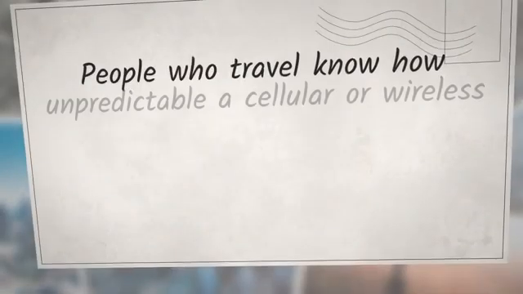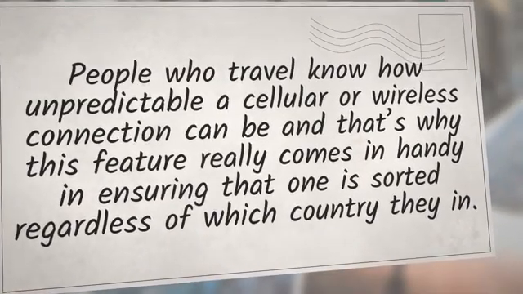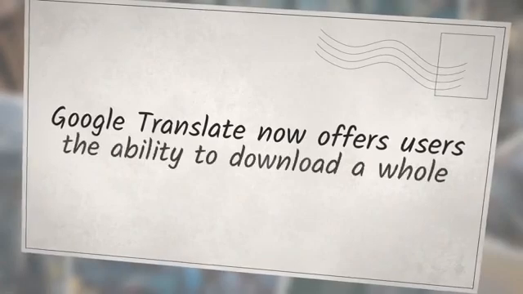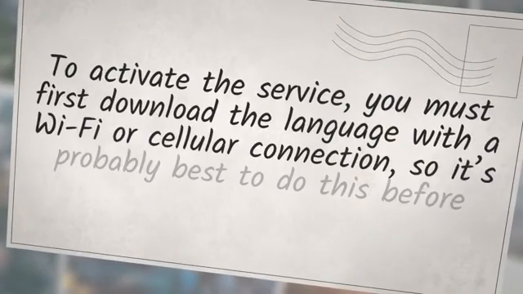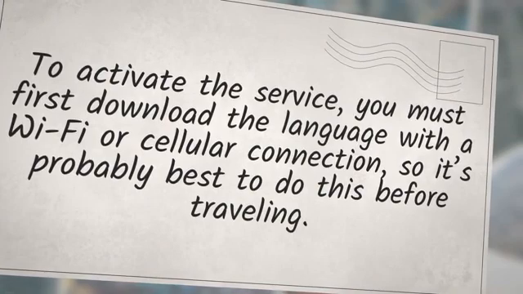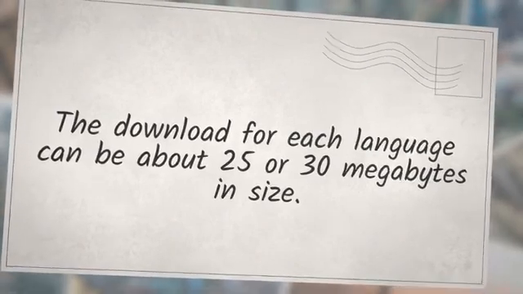People who travel know how unpredictable a cellular or wireless connection can be, and that's why this feature really comes in handy in ensuring that one is sorted regardless of which country they're in. Google Translate now offers users the ability to download a whole language for future use offline. To activate the service, you must first download the language with a Wi-Fi or cellular connection, so it's probably best to do this before traveling. The download for each language can be about 25 or 30 megabytes in size.